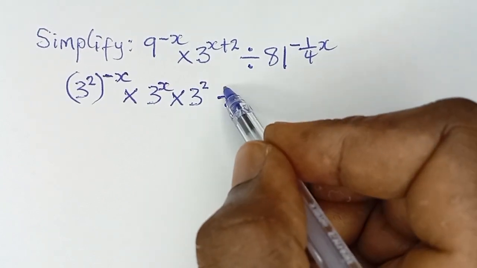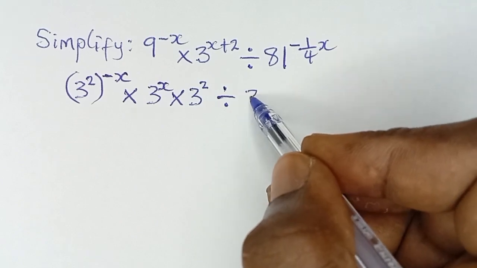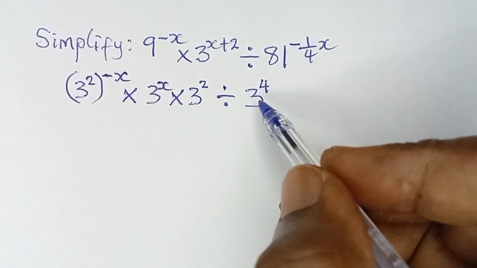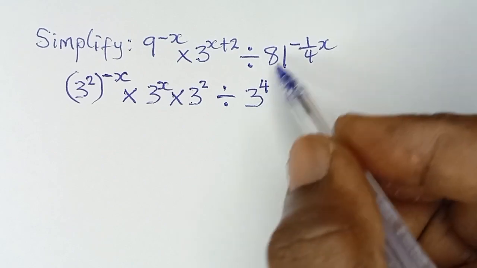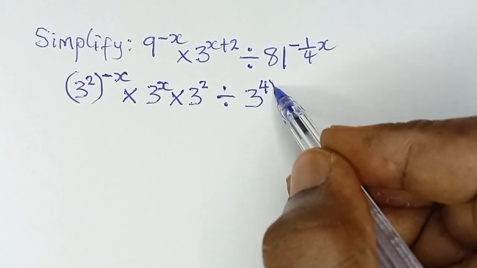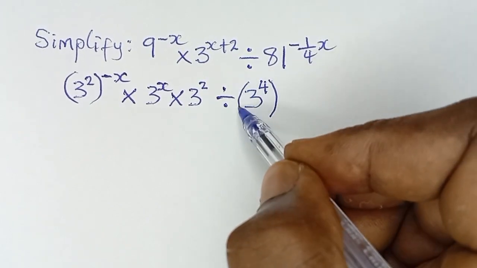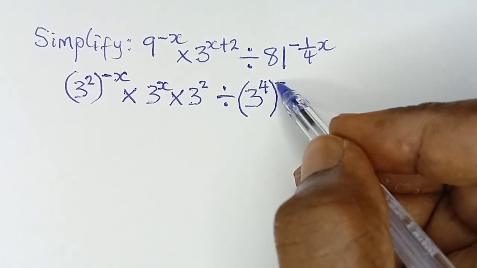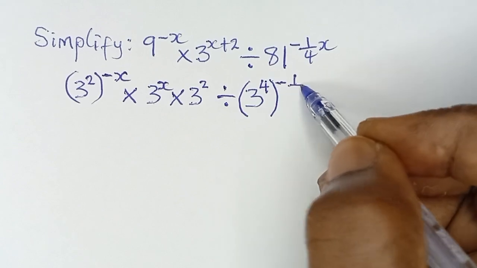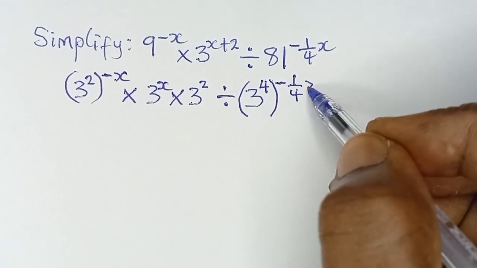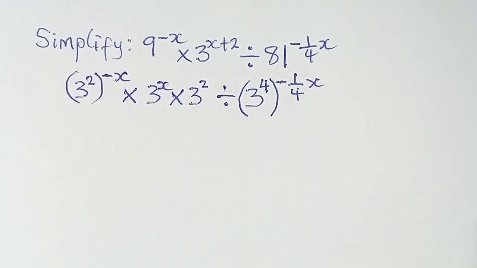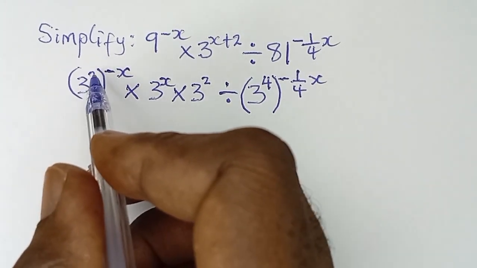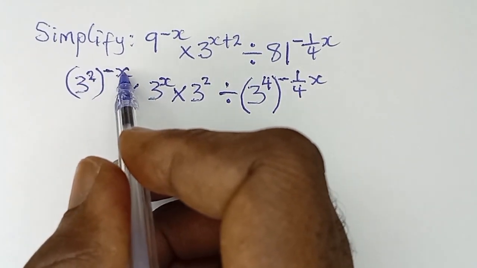81 can be expressed in base 3 as 3 raised to the power of 4. When 3 is raised to the power of 4, it gives us 81. So 3 raised to the power of 4, and then multiplied by this power outside, which is 1 over 4, all multiplied by x.